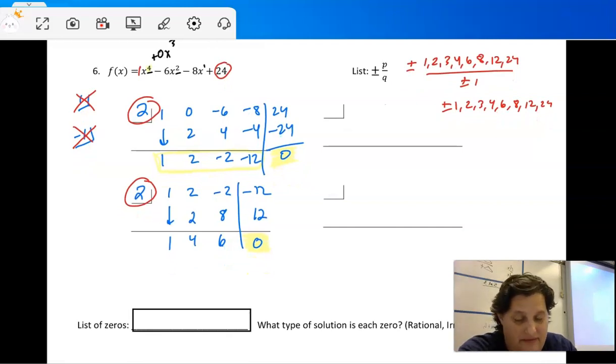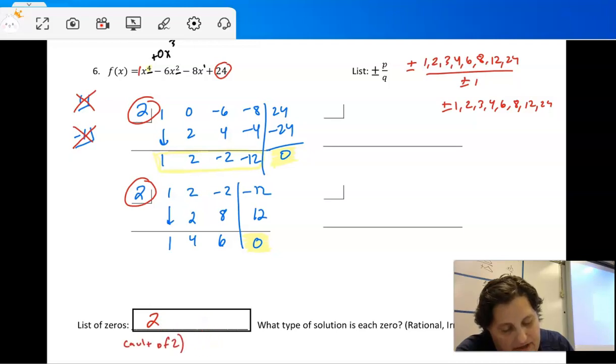So on my list, I'm either going to put 2 and 2. I'm going to write it twice. Or I can put 2 and it has a multiplicity of 2. To show me, I'll put it down here, that actually counts for 2 of my solutions, okay? Not just 1, that counts for 2 of my solutions.